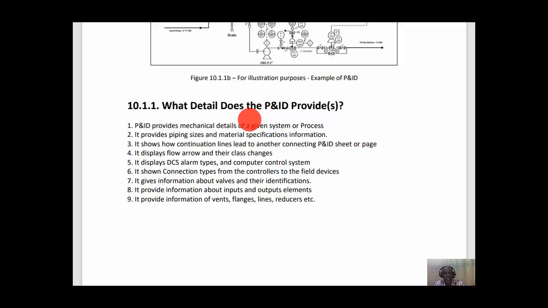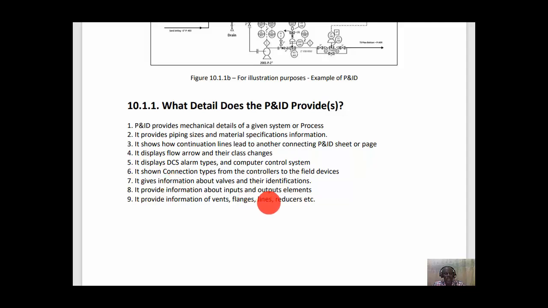What does the P&ID provide? P&ID provides mechanical details of a given system or process. It provides piping sizing and material specification information. It shows how continuation lines lead to another connection P&ID sheet or page. It displays flow arrow and their class. It displays DCS alarms and computer control system or unit.